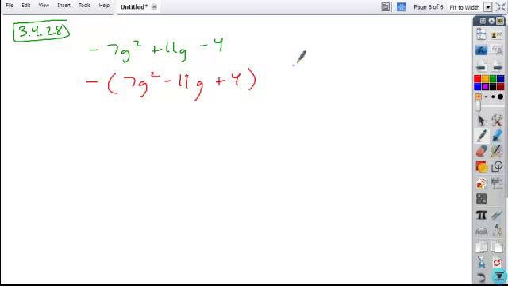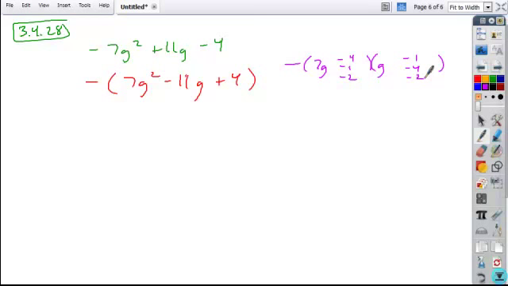So again, if you use trial and error on this, you know that the first terms have to be 7g and g. Those are the only factors of 7g squared. Your last terms, since their product is positive and the sum is negative, have to be negatives. So it's either -4, -1, -1, -4, or -2, -2. Those are the only ones that you have to test. So in fact, there's only 3 that you need to test here.